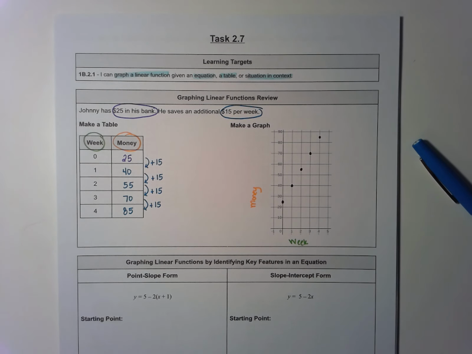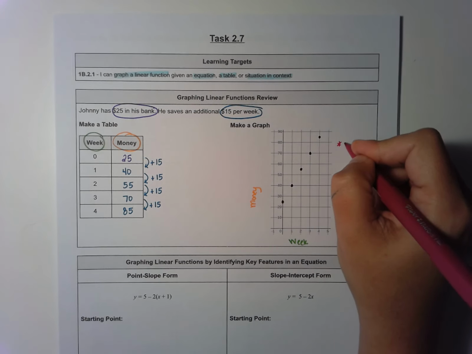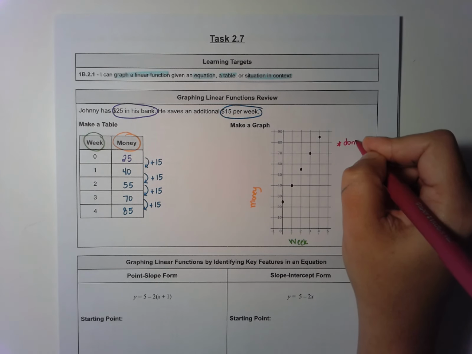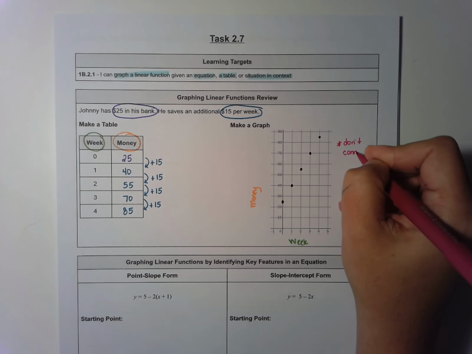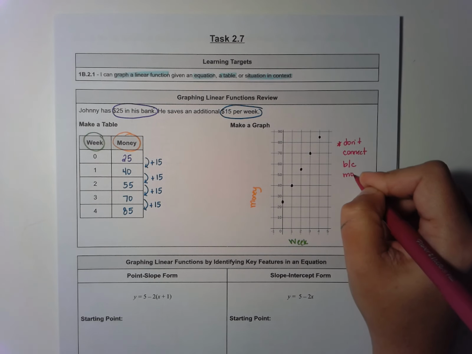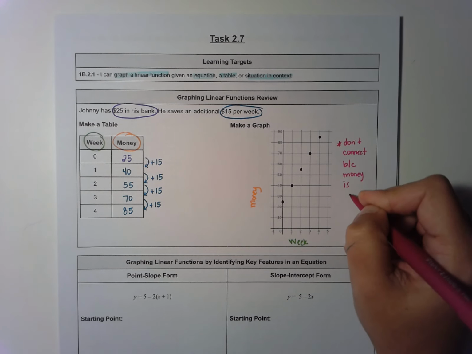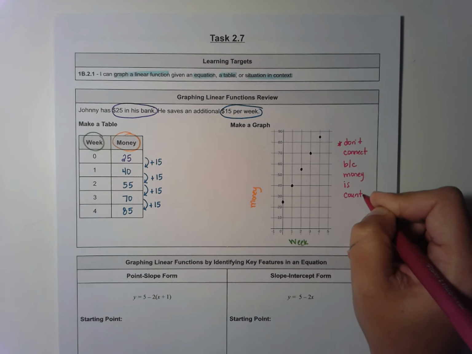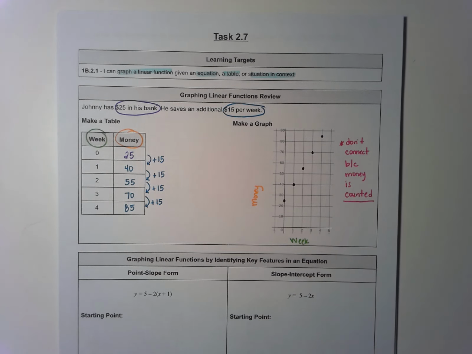Now, the last thing I need to decide is, should I connect the dots here or not? Now, money is not something I'm going to measure. I'm not going to measure it with a ruler. I'm not going to pour it into a cup and measure it with a measuring cup. So I am not going to connect the dots because money is something you count. You count your money. You don't measure your money. Okay. Now that's how we've always graphed these things before.